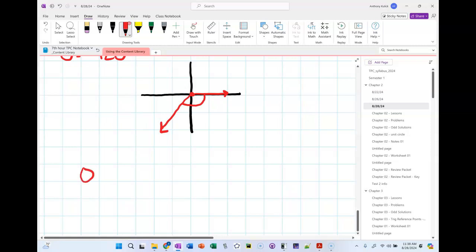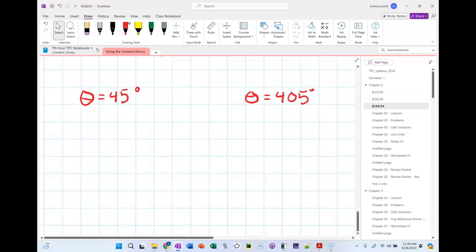Next up, why don't you guys take a minute for me and on your own papers, draw a 45 degree angle and a 405 degree angle. You can do them on separate axes or you can do them on the same XY axis. It doesn't matter to me, but take a minute and draw both of those just for practice sake.